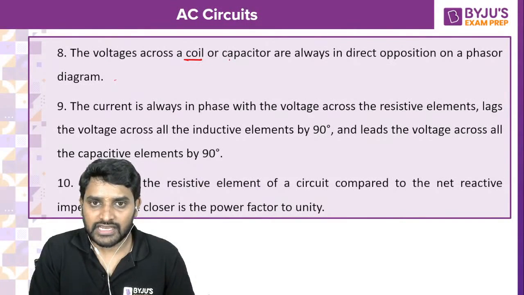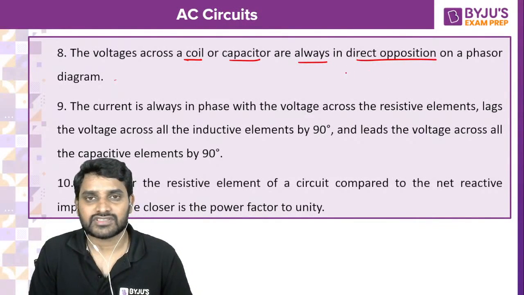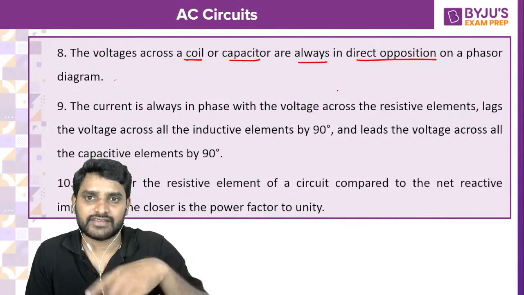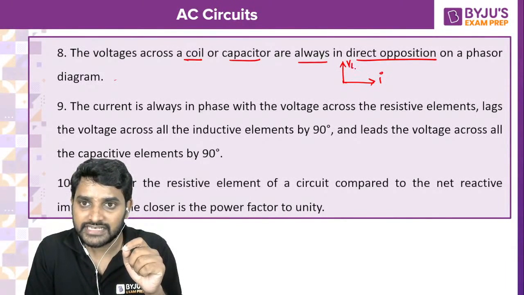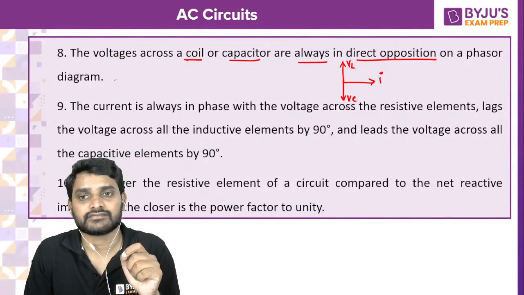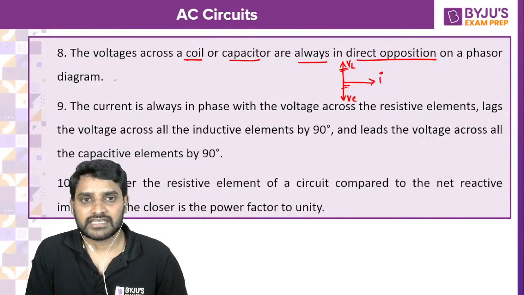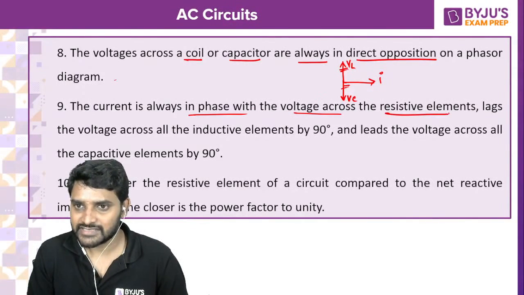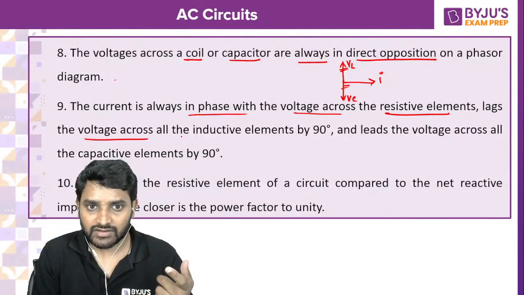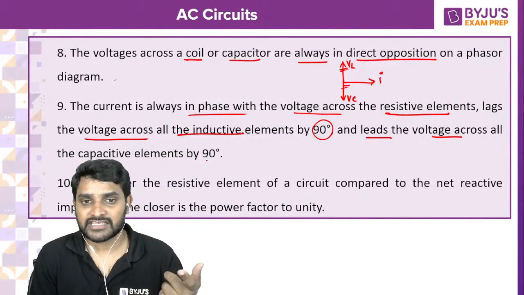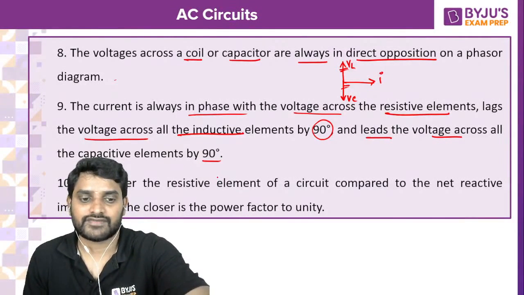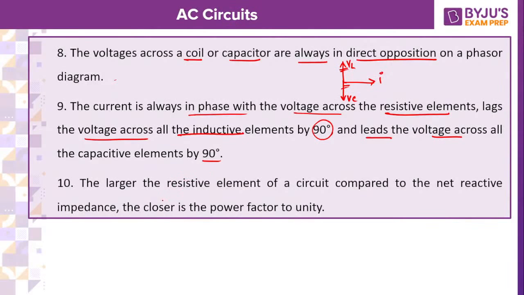The voltages across coil and capacitor are always in direct opposition. That is what now? Opposite. We have drawn, if you take current as reference, voltage across inductor will be leading, voltage across capacitor will be lagging. So directly opposite. The current, always in phase with the voltage across a resistive element, lags the voltage across the inductive elements by 90 degrees, leads the voltage across the capacitive elements by 90 degrees. So this is what we have seen so far. Larger the resistive element of the circuit compared to the net reactive impedance.